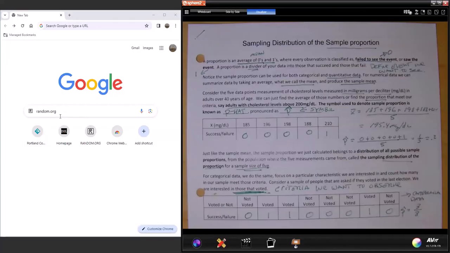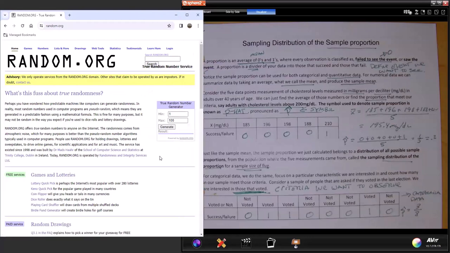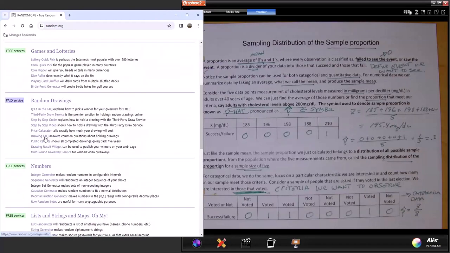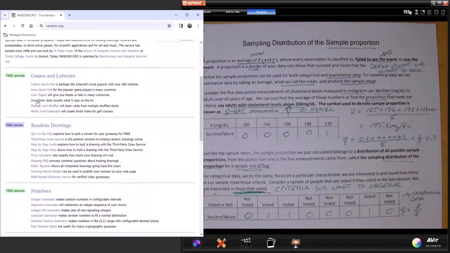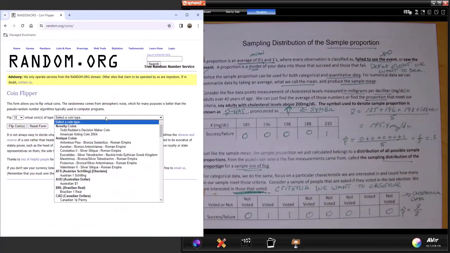What I'm going to now is random.org. So a quick search for that right here, and it takes me to this website, random.org. What I want to do is find a simulator that tosses a coin. Oh, it's right up here, games and lotteries, coin flipper. I'm going to flip a coin 10 times. I need to select a coin type. I'm going to choose Todd Redden's Decision Maker coin.